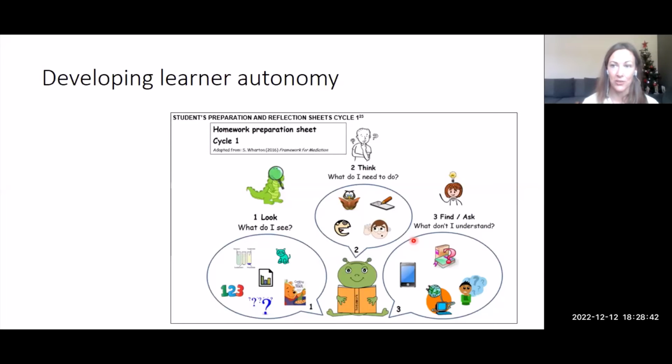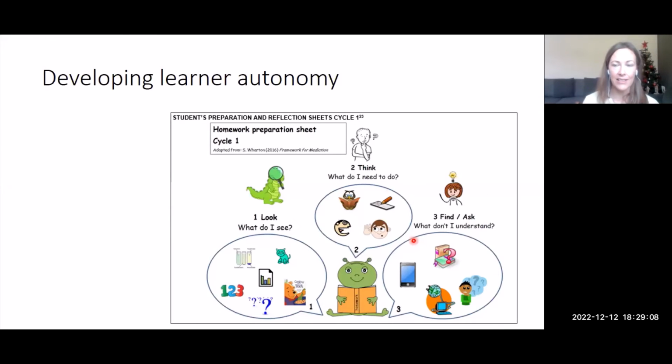What do I do if I don't understand? So here it's looking for help. So it could be someone at home, if there is someone who has a little bit of the language that they are learning, or someone who has lots of the language they're learning, fantastic. If not, what other sources do they have? So do they have a dictionary? Do they have mum or dad has a phone that they could use?